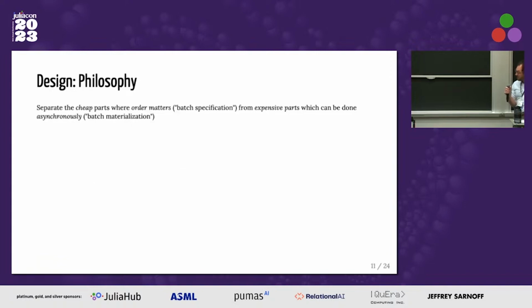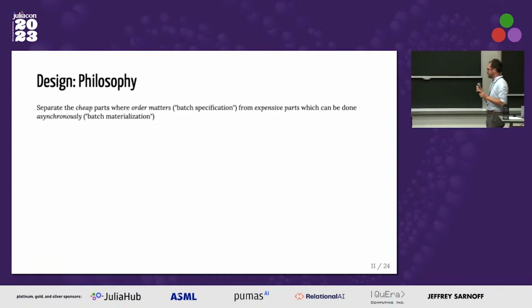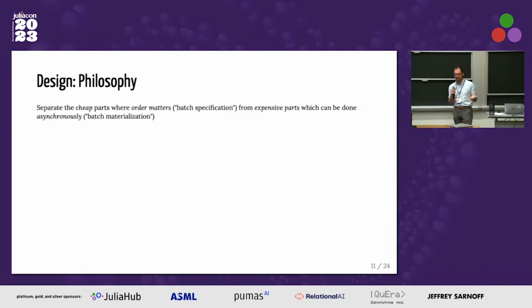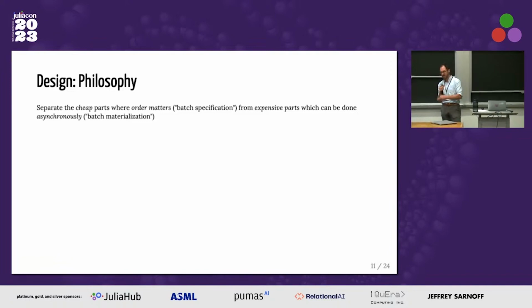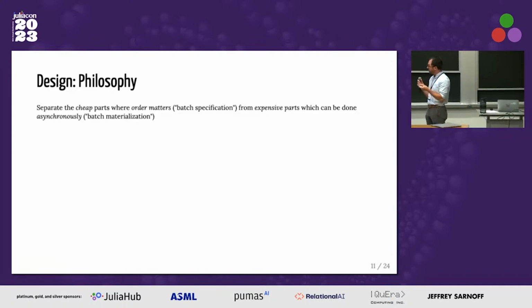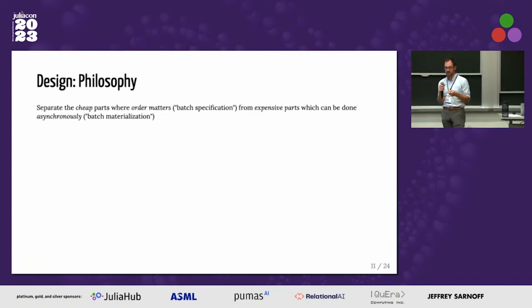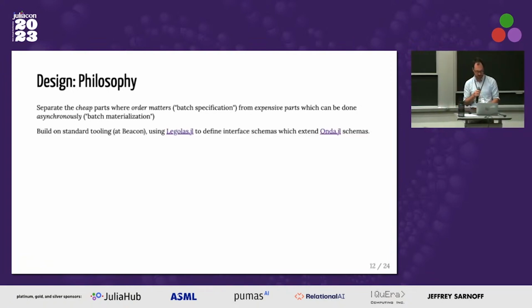Okay, good. So the philosophy behind it, I think, is the most important point, and this has become a thing I say all the time. The other main Julia thing I've done in my history of Julia is build StatsModels.jl, which has a very similar philosophy of separating the planning and execution stages. What we want to do is separate out the cheap parts of batch building where order matters, so specifying what your batch is going to contain, from the expensive parts that you can do asynchronously, so the materialization: pulling the data down off S3, doing some kind of featureization to it with all the data in memory. That's the first design philosophy.